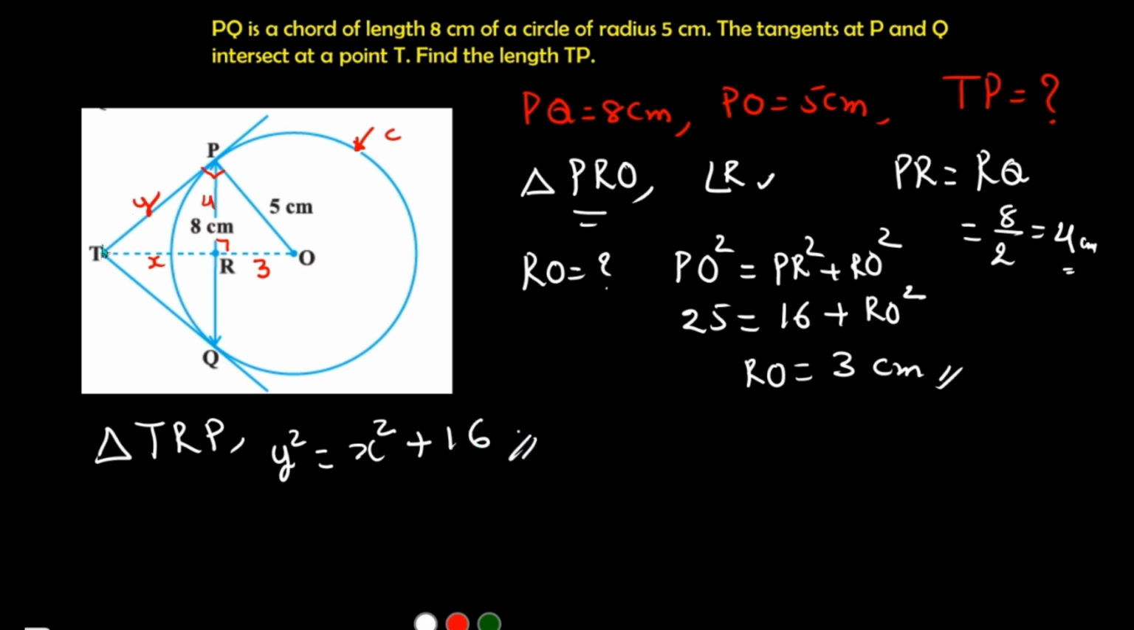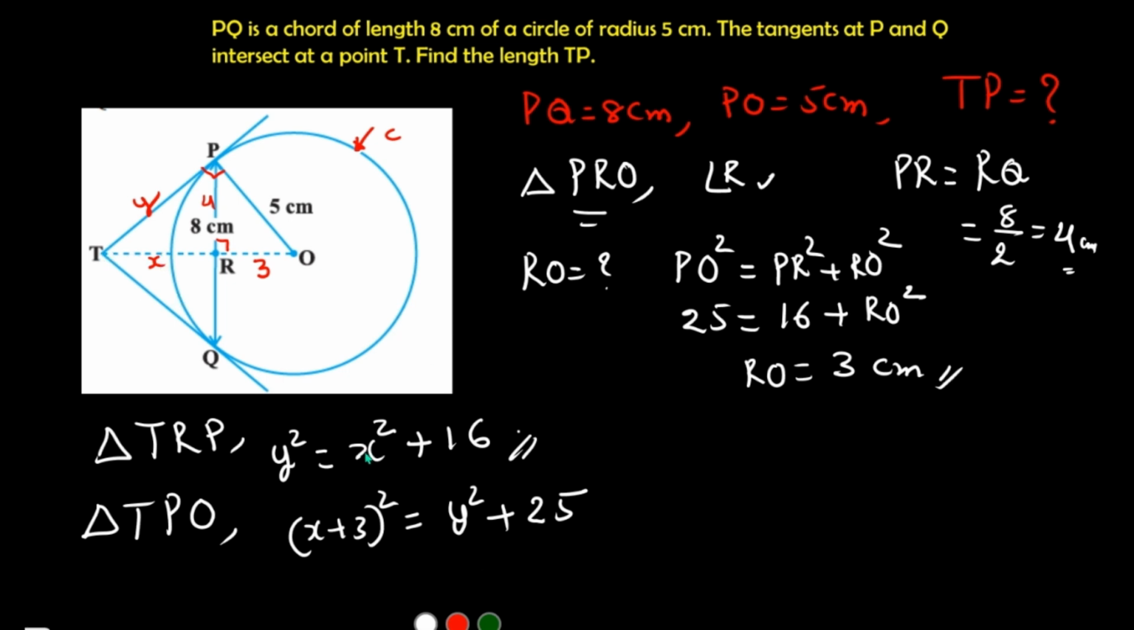Now we will take this largest triangle, that is triangle TPO. What is the hypotenuse in this triangle? TO is the hypotenuse, right? So hypotenuse square means (X plus 3) whole square equal to the sum of the other two sides. What are the other two sides here? It is Y here, right? So Y square plus 5 square. What is 5 square? 25.